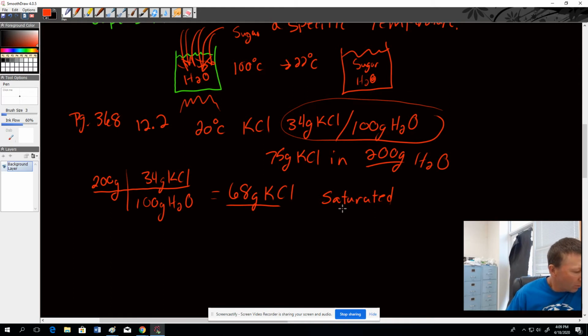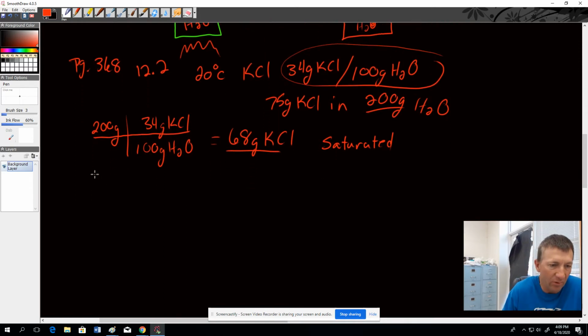And then it says, what is the mass in grams of any solid KCl left undissolved in the bottom of the container? So what's going to happen is when we mix this in here, we're going to put all this potassium chloride in here, and then there's going to be some left. Well, how much is left in the bottom? Well, it can only hold 68 and there's 75, so we're going to go 75 grams minus 68 grams equals what's left in the bottom.